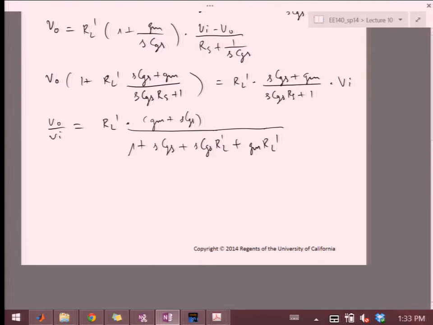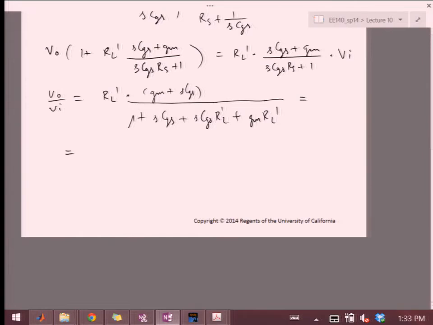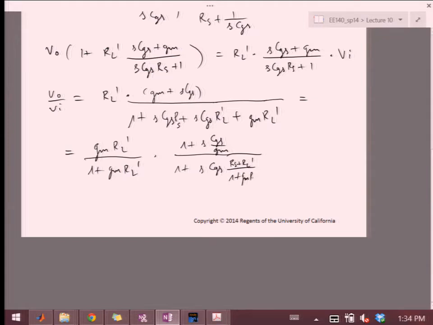And now we can pull things out so we get a familiar expression, which is the DC gain. I can pull out gm from here and 1 plus gm RL from the bottom. And we're going to get gm RL prime over 1 plus gm RL prime times, and then what's left, the numerator is 1 plus s CGS over gm. And then here, 1 plus s CGS. Sorry, I missed RS here. And then we have RS plus RL prime divided by 1 plus gm RL prime.